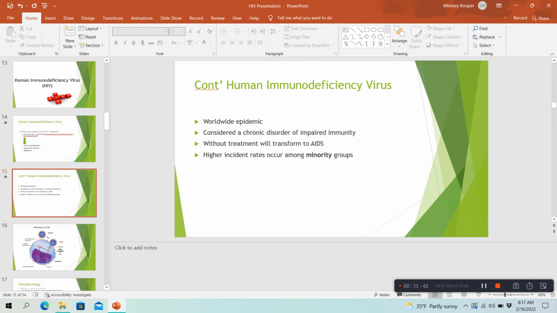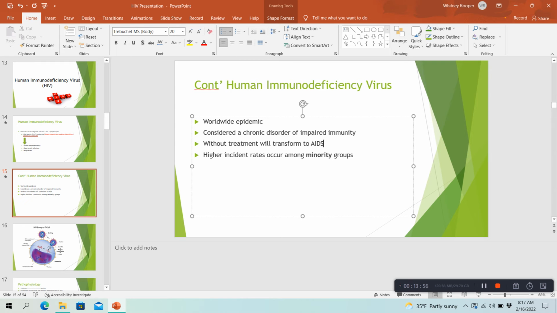So you have a worldwide epidemic. Without treatment, it can transform into AIDS. How quickly it does that really depends. If somebody is very cautious and takes medication like they should, they're not as at risk. If somebody continues IV drug use, things like that, are they going to be more at risk for it? Yes. So those are things that we educate our patients on.